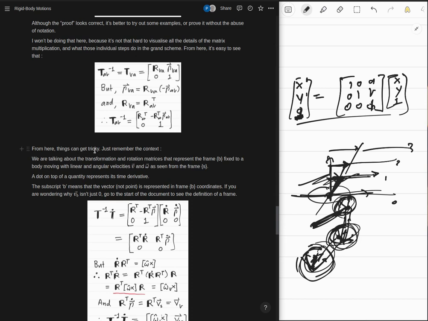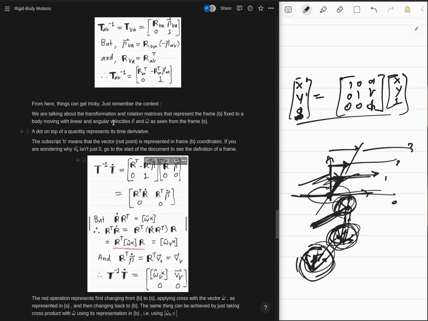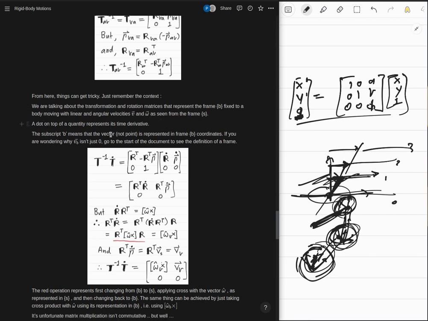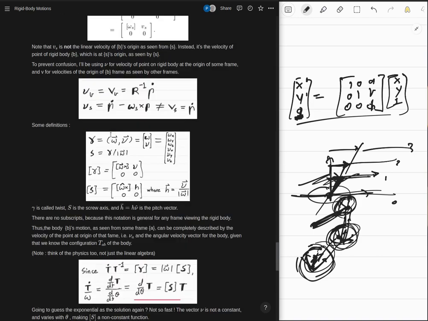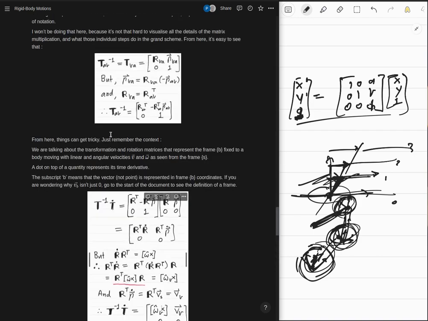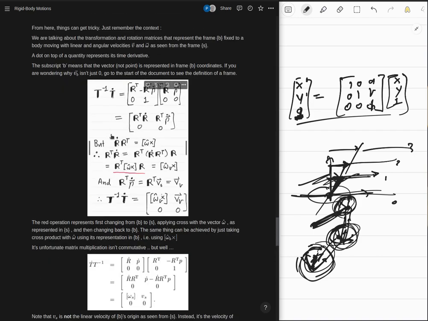Okay. From here, things can get tricky. Just remember the context. We are talking about the transformation and rotation matrices that represent the frame B fixed to a body moving with linear and angular velocities, v vector and omega vector, on the frame S. So all of this is actually for getting a formula to represent our transformation matrix. Just as we did for the rotation matrix, we would also like to get a formula to calculate our transformation matrices, right?